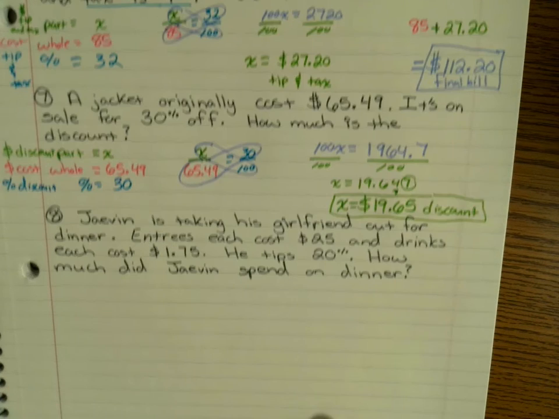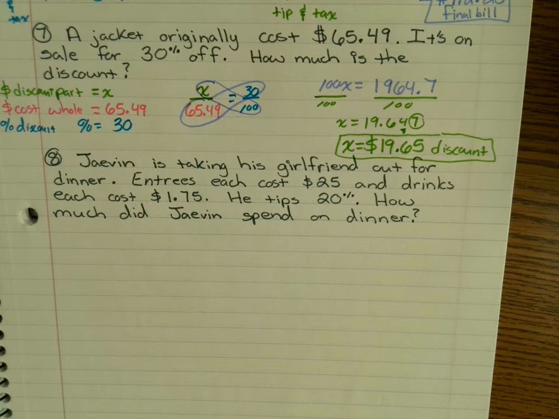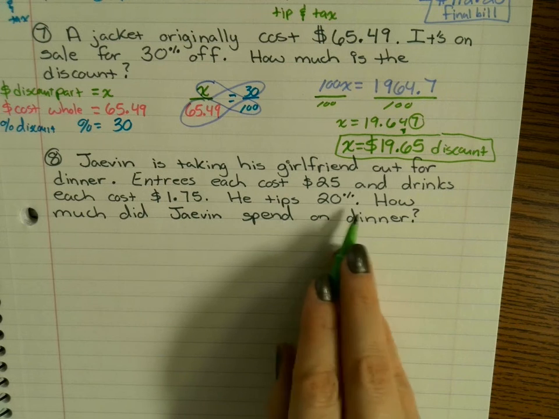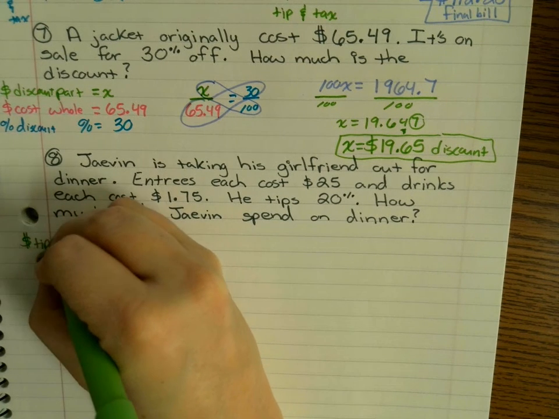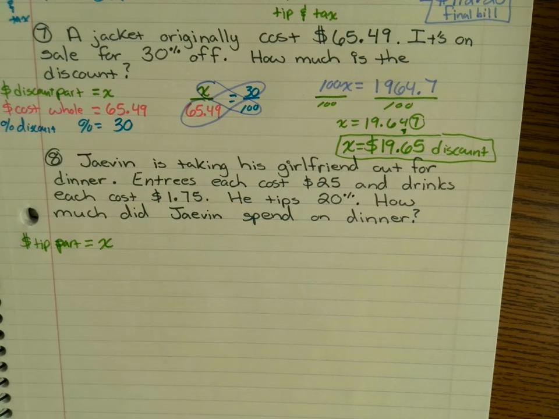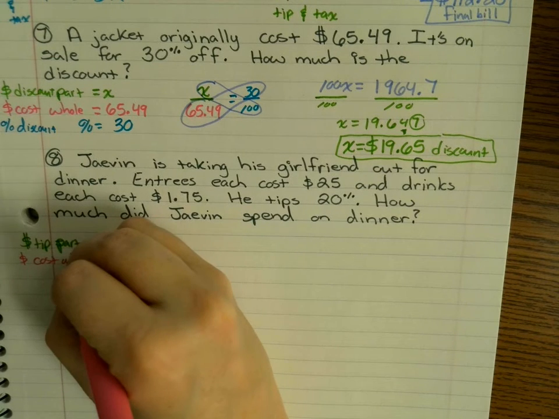All right, the last problem. Javen is taking out his girlfriend for dinner. Entrees each cost $25 and drinks each cost $1.75. He tips 20%. How much did Javen spend on dinner? Okay, so again, first thing that we're going to figure out is how much is he going to tip. So the money version for the tip, that's the part. We don't know that. The whole is what it's going to cost. How much did he spend before tip?